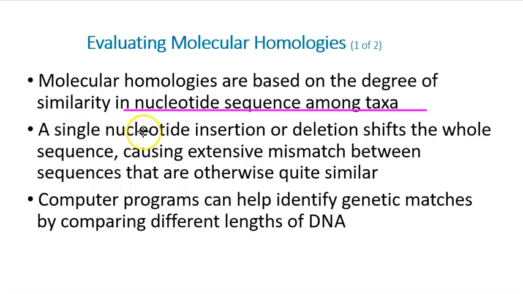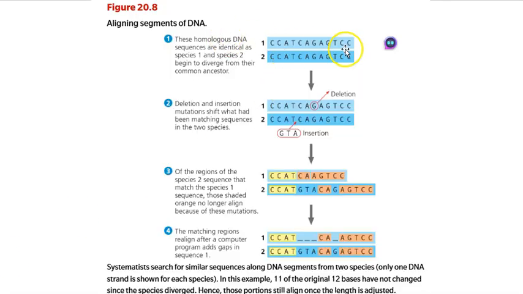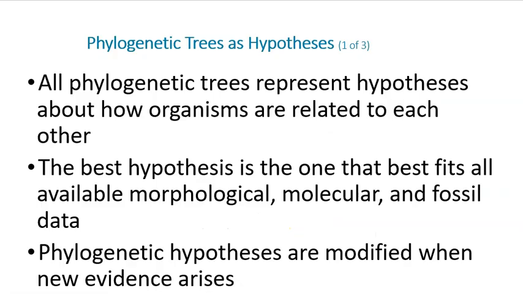A single nucleotide insertion or deletion shifts the whole sequence, but computers can help us see that. So what you have here are homologous DNA sequences of species 1 and 2. Deletion and mutation shift what had been matching in the previous one. And then all of a sudden the matching reads realign after a computer program adds gaps. So those portions still align once the length is adjusted. It's very similar. We've just added some stuff that possibly has meaning, possibly does not.